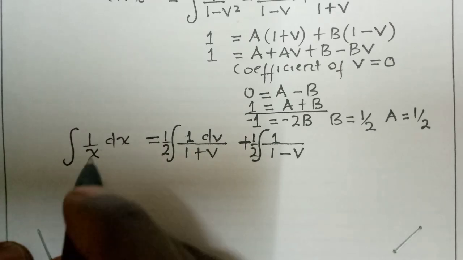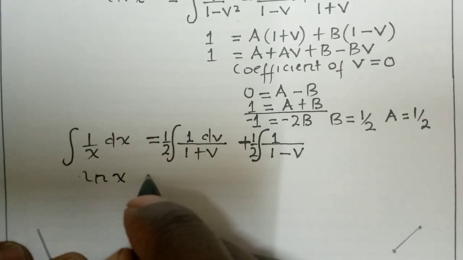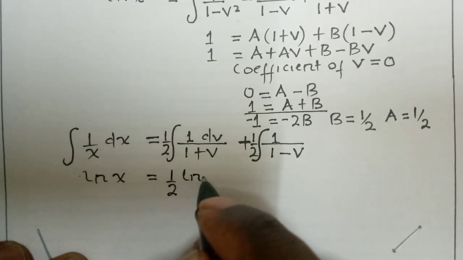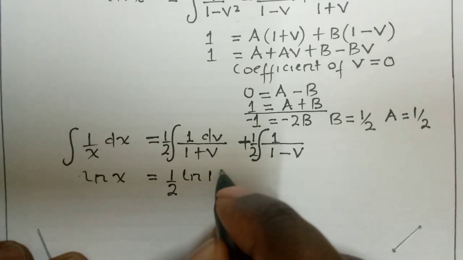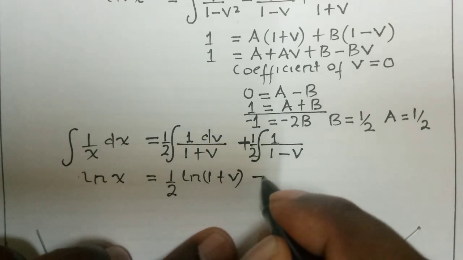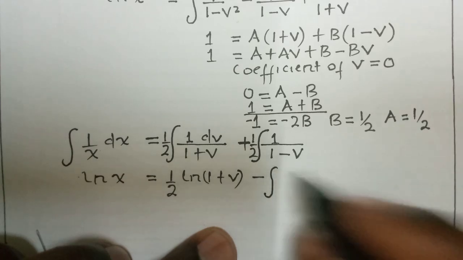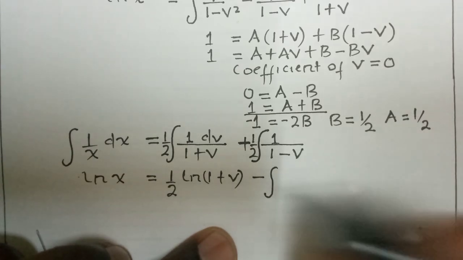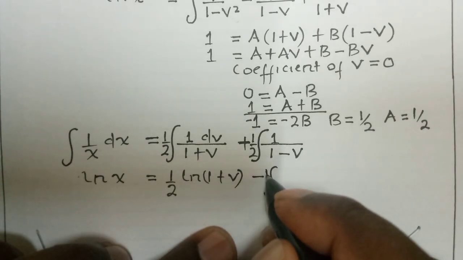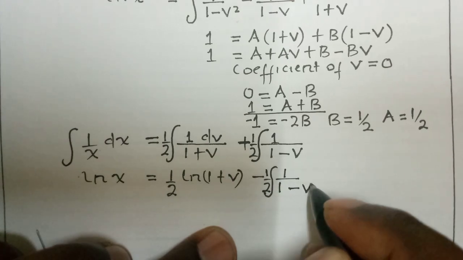So this side we are going to have ln x, which will now give us a half ln 1 plus v, and this side is going to be now minus ln half. I made a mistake guys, but let me just write it the way it is. I will complete it later. 1 over 1 minus v.